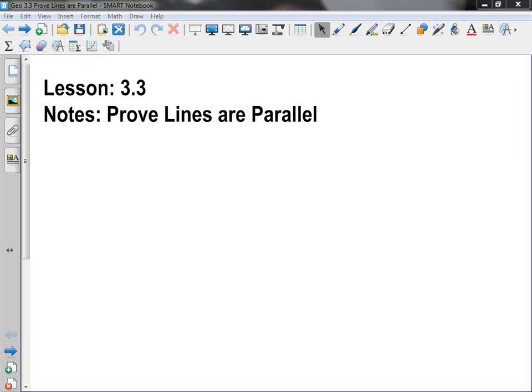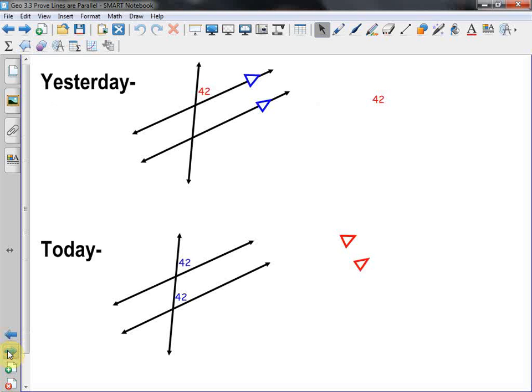Okay, today in geometry we're going over 3.3, which is proving lines are parallel. This is going to be very closely related to yesterday's assignment. In fact, if we look at what the difference is between them, yesterday we learned first the blues.